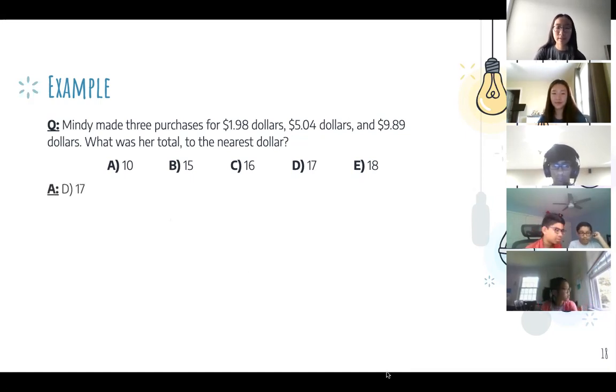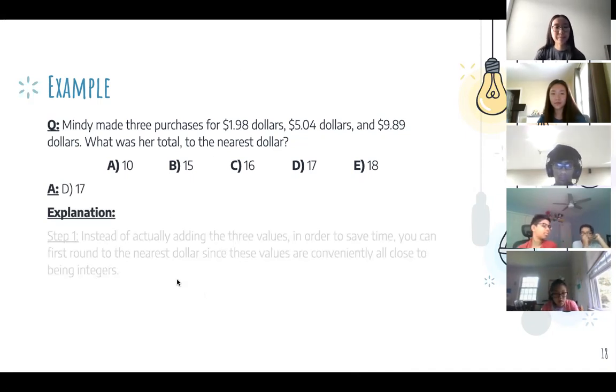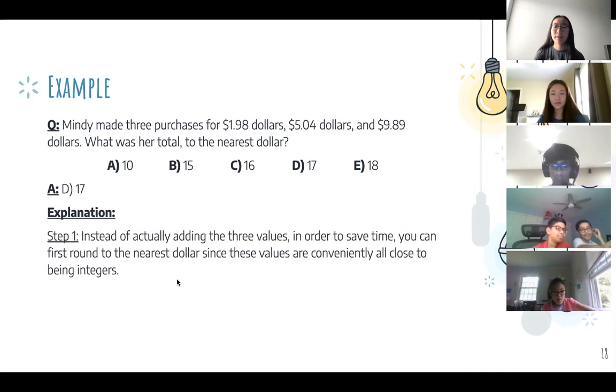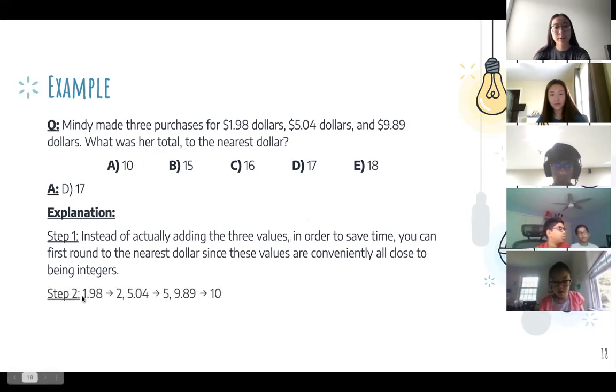Charles put the equation in the chat, but there is a much faster way to do it than just adding everything. So to save time, we just round. You can see all of those values are conveniently close to being whole dollars. We're going to round all of them to whole dollars because we need to find her total to the nearest dollar. So 1.98 rounds to 2 because we look at the tenths place, that's a 9, which is greater than 5. So we round that to $2.